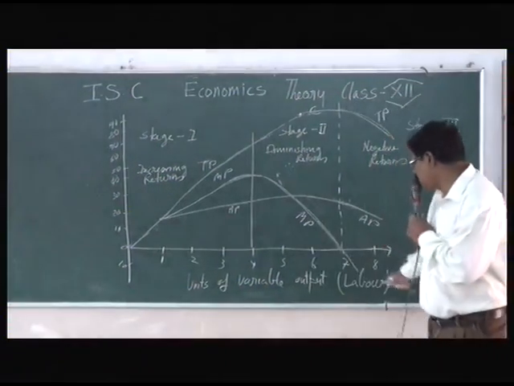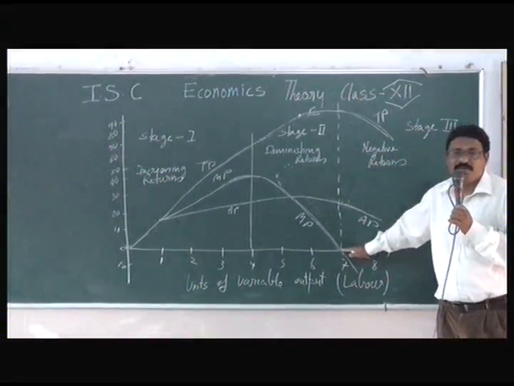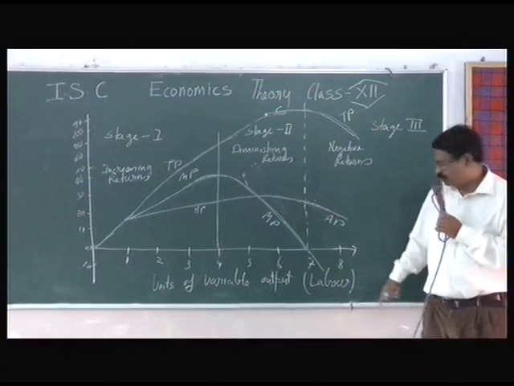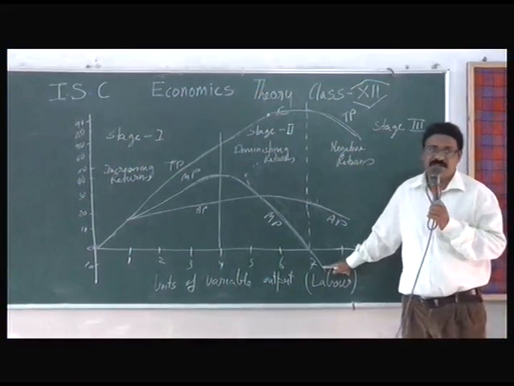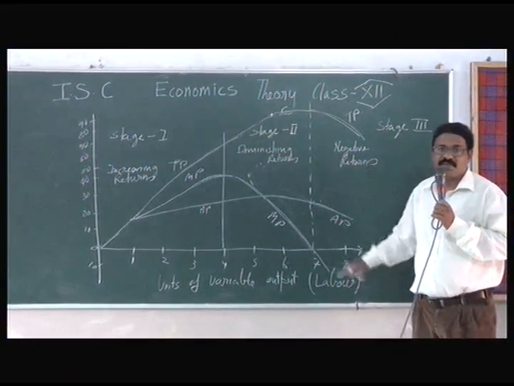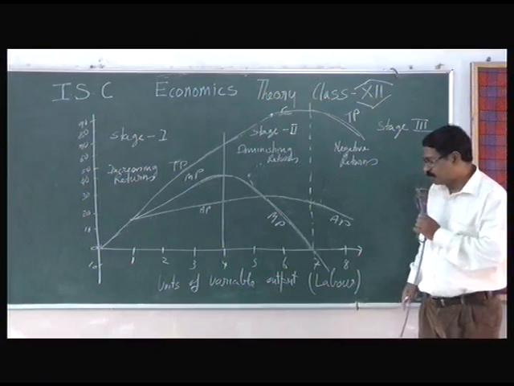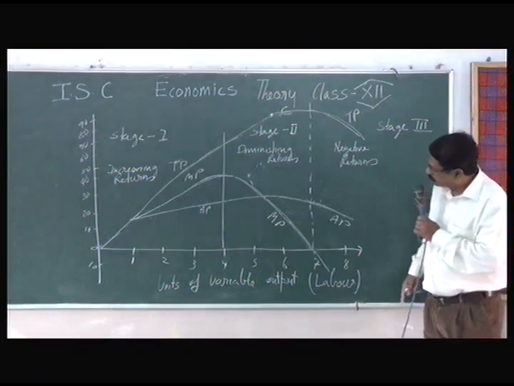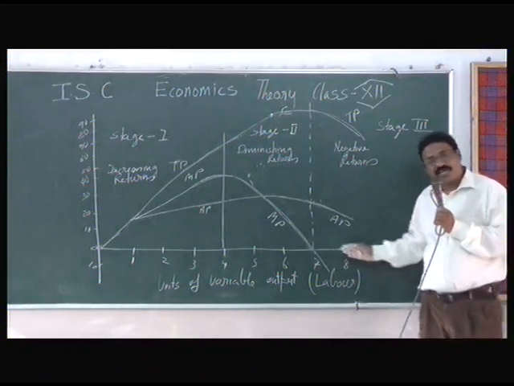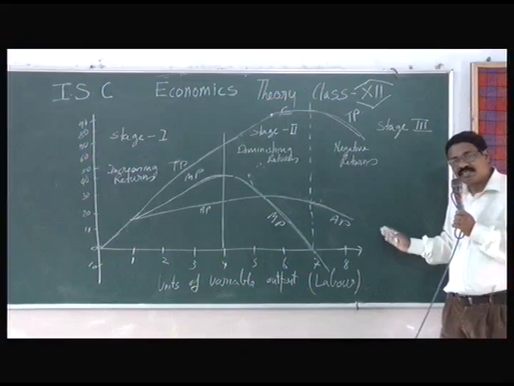When he employs 7 laborers, MP comes to 0. This is his equilibrium point. He realizes that another labor will bring him negative returns to all the parameters, all the TP, MP and AP. Therefore, the entrepreneur will employ 7 laborers and would not like to go beyond 7 laborers because that incurs losses.